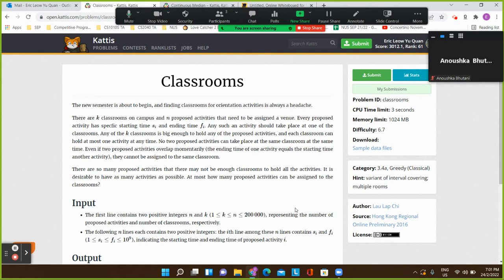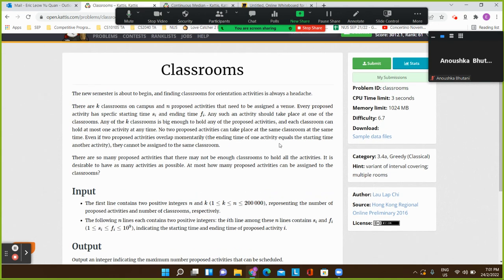Okay, so you all can see my screen. We are going to go through two problems. The first problem that we will go through is this problem, Classrooms. I don't know if you've seen this problem. I'll just briefly go through what this question is about.